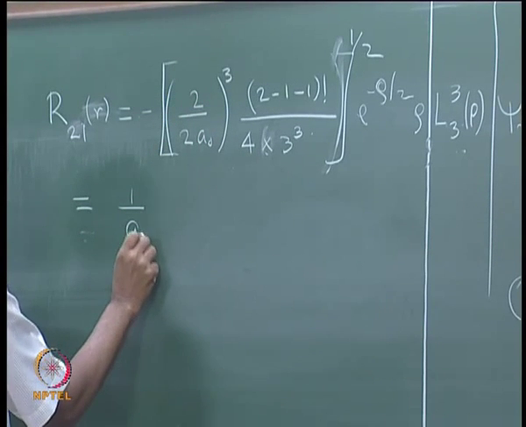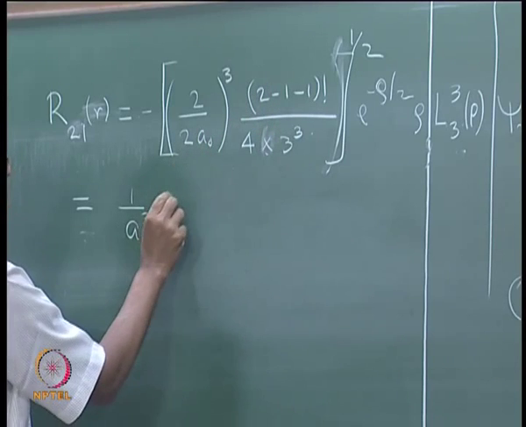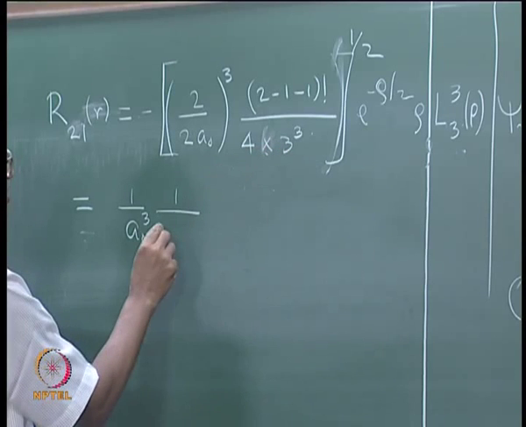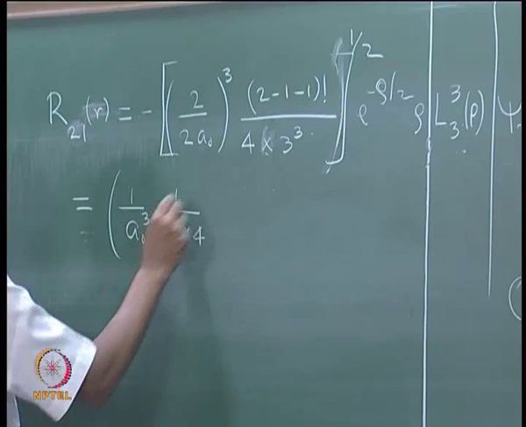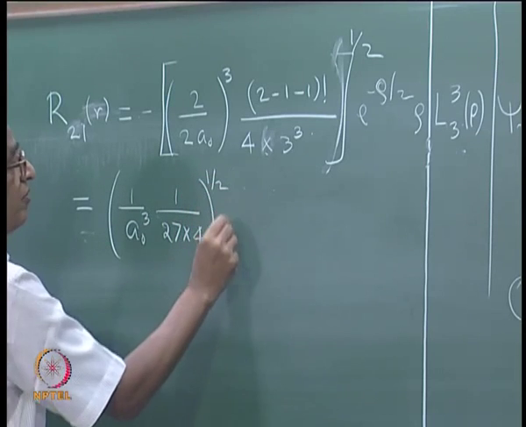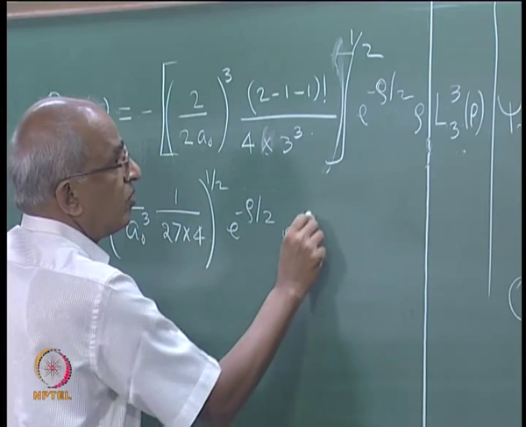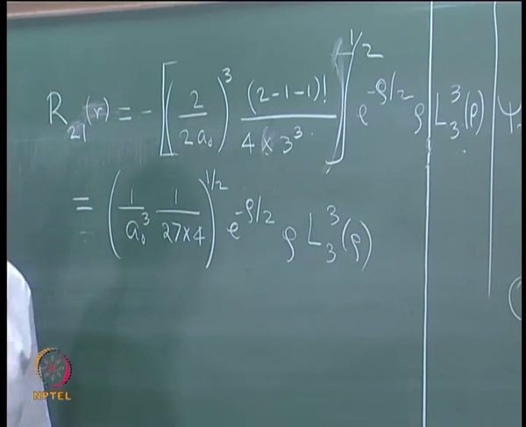1 by a0 to the power of 3, this is 0 factorial, which is 1, divided by 4 into this is 27, to the power of half e to the power of minus rho by 2 rho L33 rho. This is what I have. Okay. Now, what is L33 rho?